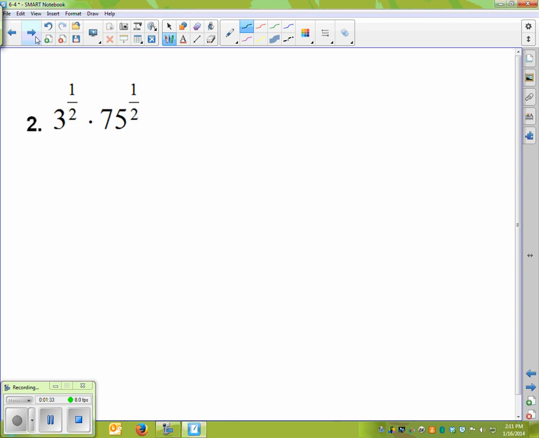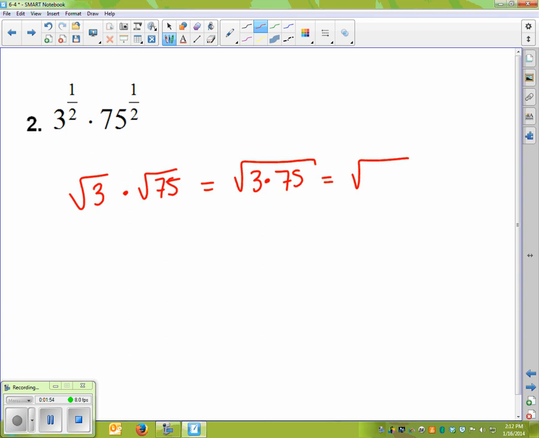Here I have 3 to the 1/2 times 75 to the 1/2. That would give me the square root of 3 times the square root of 75. In a previous lesson, we learned that with the square root, you put both numbers under the radical and multiply, which is the square root of 225. I can type that in the calculator, and it comes out as 15.